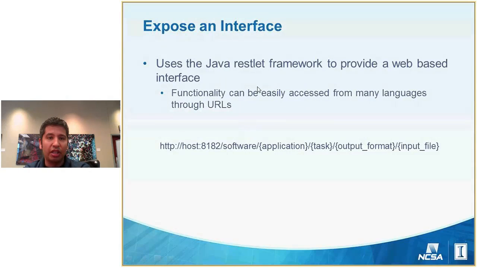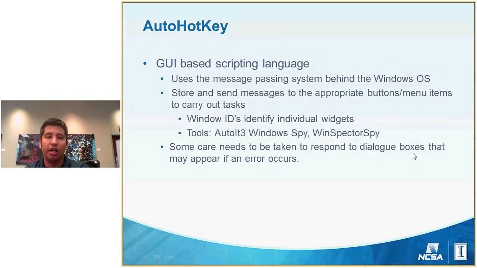So again, the main interface that the software server exposes is this REST interface, where everything's exposed as URLs and has this form of application, task, output format, and you just post something to that URL, and stuff gets executed on the remote machine through the software servers, which are calling these scripts, either AutoHotkey, AutoIt, Sikuli, whatever.